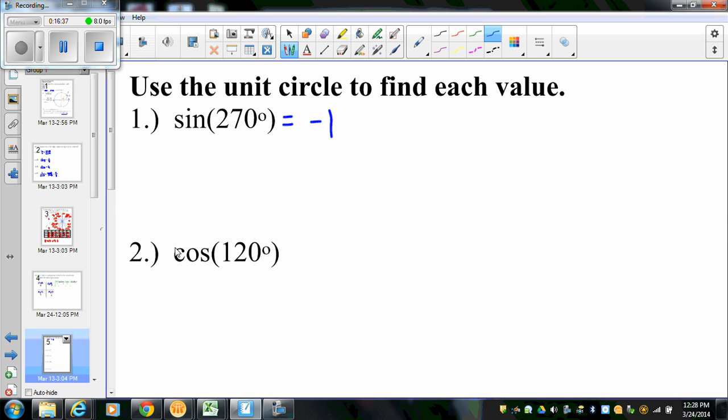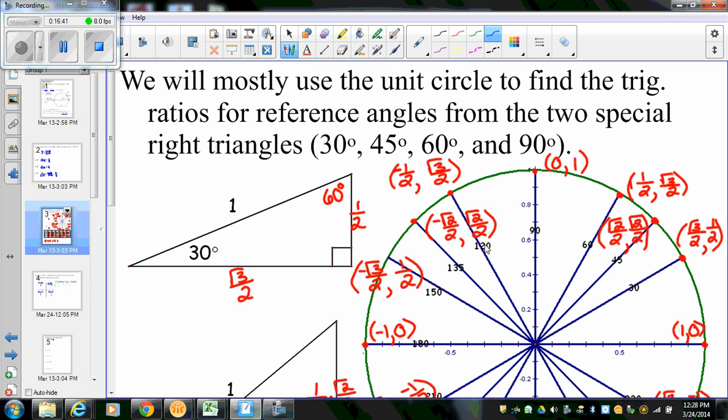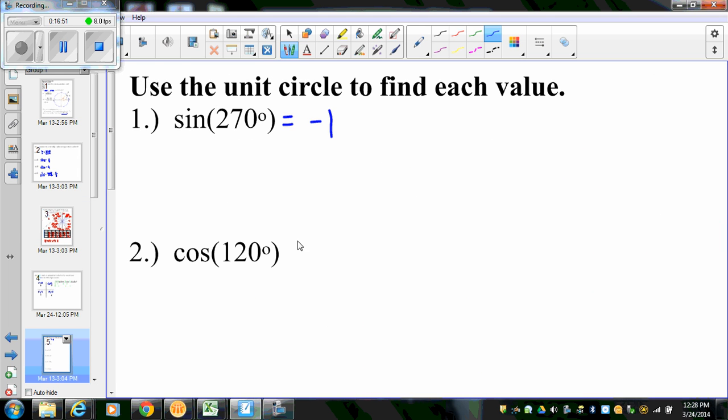Now let's do cosine of 120 degrees. So I'm going to go to my unit circle, go to 120 degrees. Here's the coordinates up here. Cosine, comma, sine. And they asked me for the cosine, so that would be -1/2. If you have your unit circle, these are very easy problems.